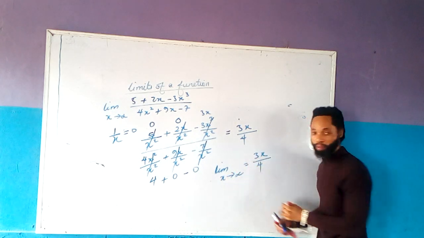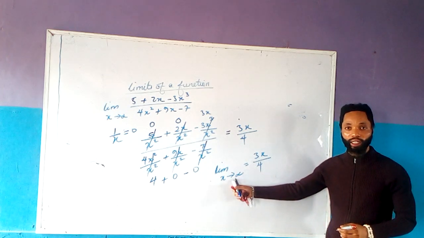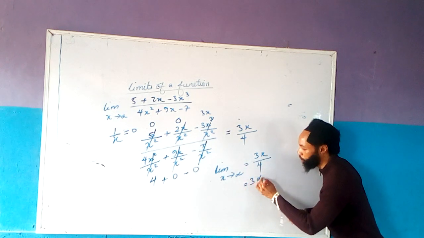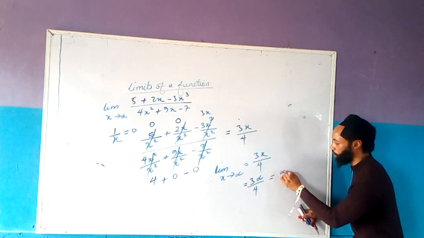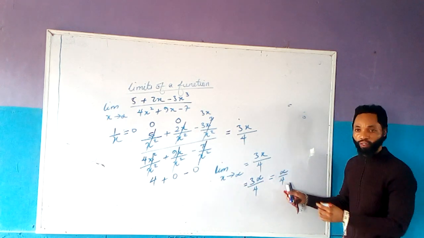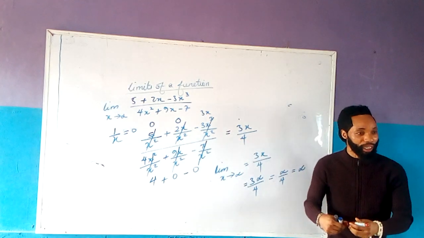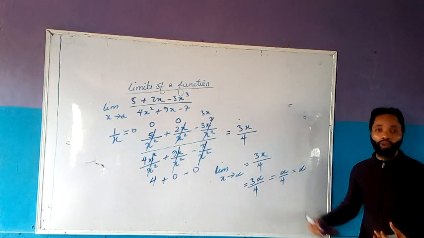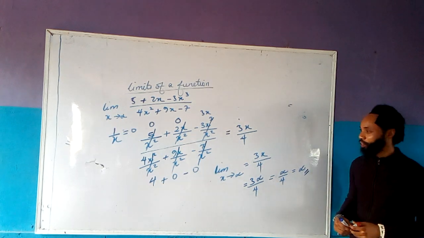The limit as x approaches infinity of 3x over 4. At this point, we substitute infinity for x. So we have 3 times infinity over 4. 3 times infinity is infinity. Infinity divided by 4 will still give you infinity. A big number multiplied by 3 still gives you a bigger number. A very big number divided by 4 still gives you a big number. So our answer is infinity.